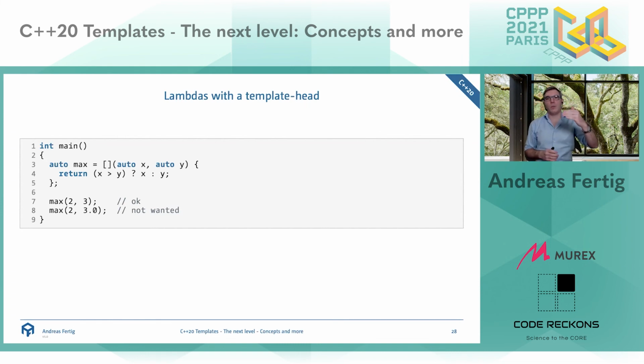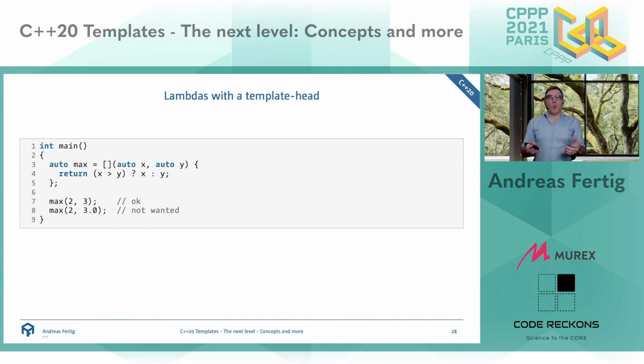And now I can use max in line number 7 and 8 and call it with 2,3 and 2,3.0. Line number 8 is what's bothering me, because remember from the beginning, I don't want mixed types. That leads to awkward situations and sometimes to errors, or often to errors.